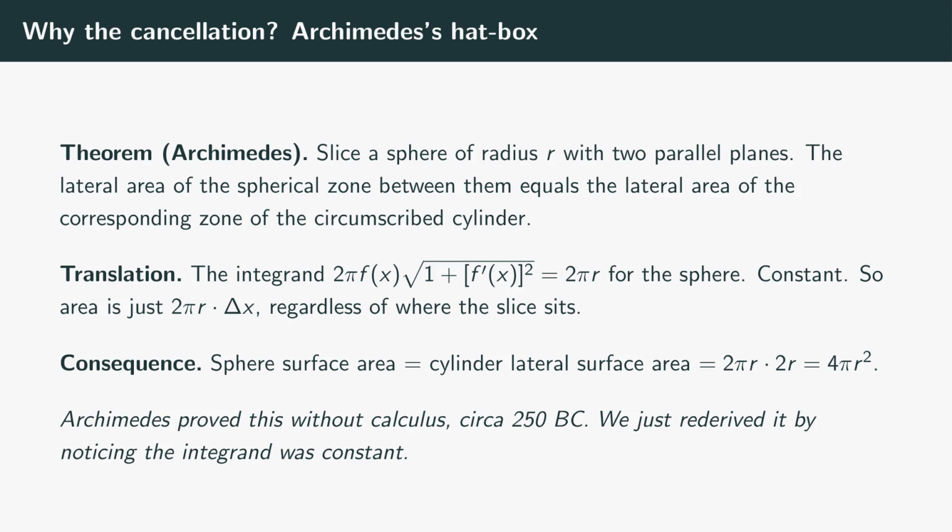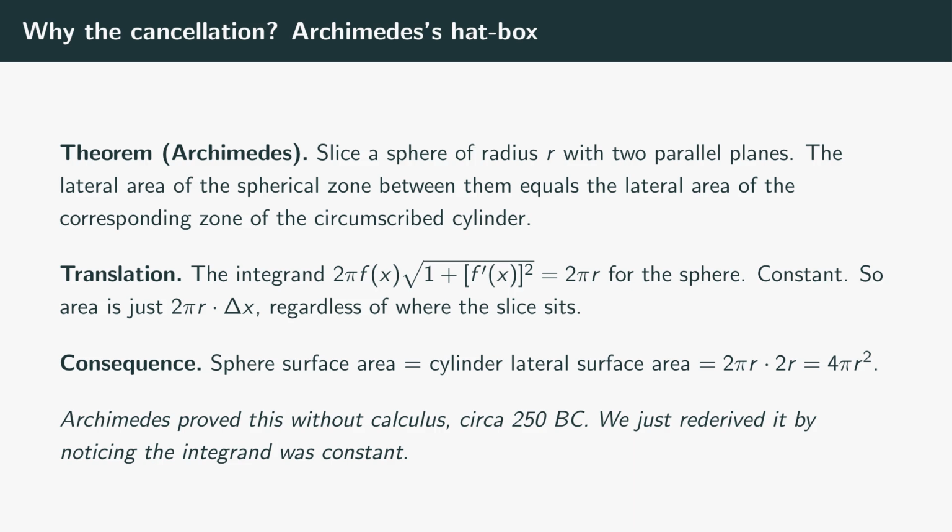Quick historical and geometric aside, because the cancellation we just saw is one of the most beautiful facts in classical geometry. Archimedes proved the following theorem, sometimes called the hat-box theorem. Take a sphere of radius r inscribed in a cylinder of the same radius r and height 2r. Think of the sphere sitting snug inside the cylinder. Now slice both with two parallel planes perpendicular to the cylinder's axis. You get a strip of the sphere, a spherical zone, and a strip of the cylinder.